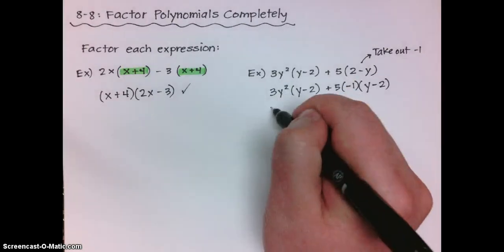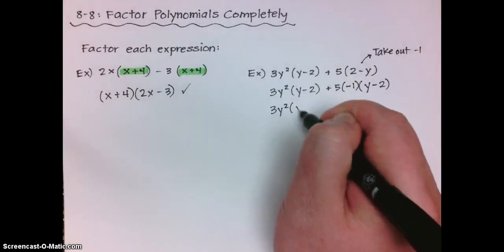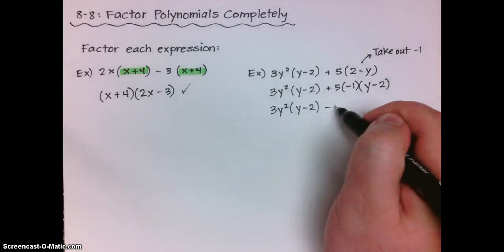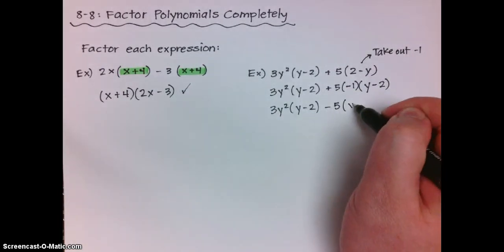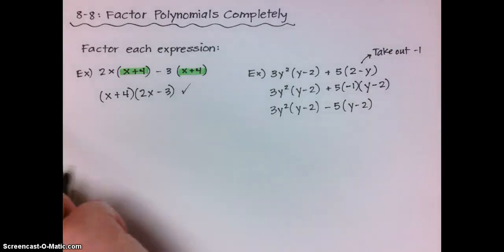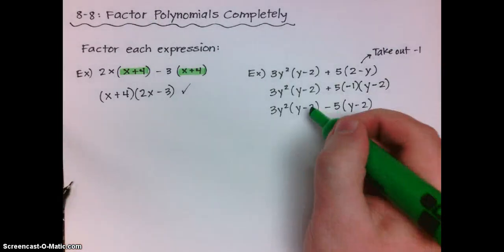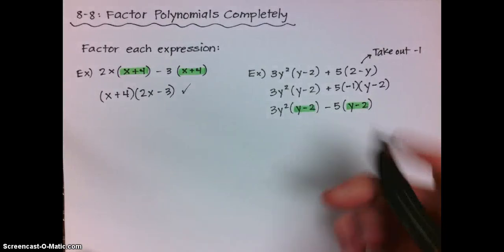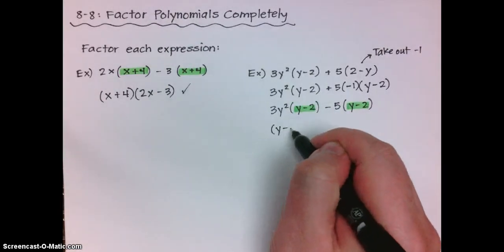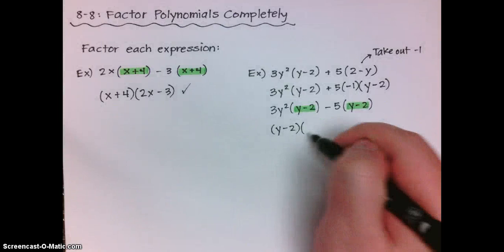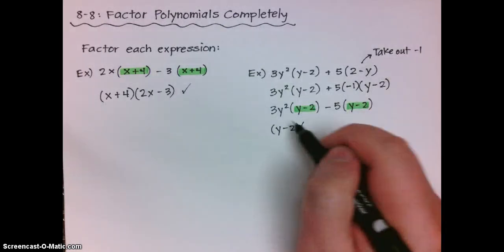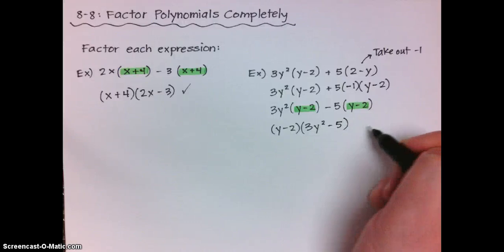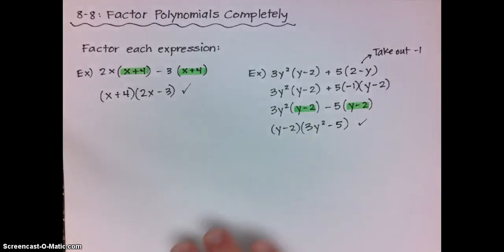So let me rewrite this again, 3y squared times (y minus 2), and I'm going to multiply these. 5 times negative 1 is minus 5 times (y minus 2). So again, if I'm looking at this, inside I have the same thing, y minus 2. So I'm going to write that down, y minus 2. And what I'm left over with, I'm going to put inside another set of parentheses, 3y squared minus 5. And now I'm done. Okay?